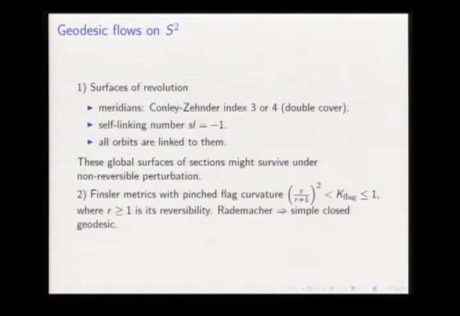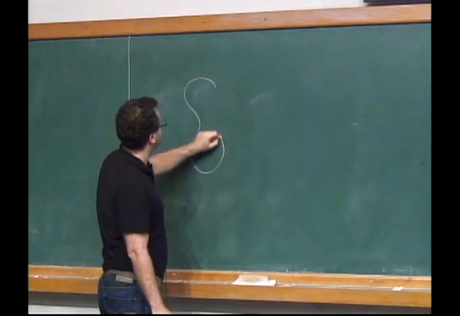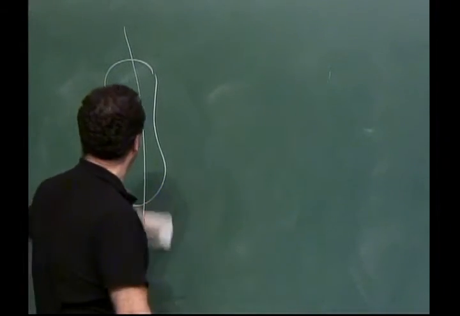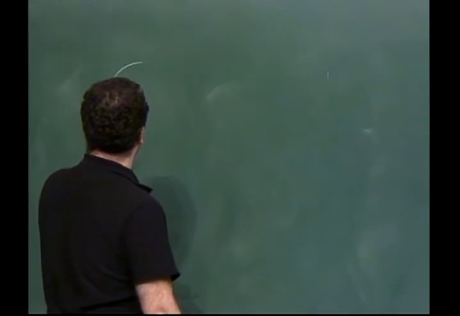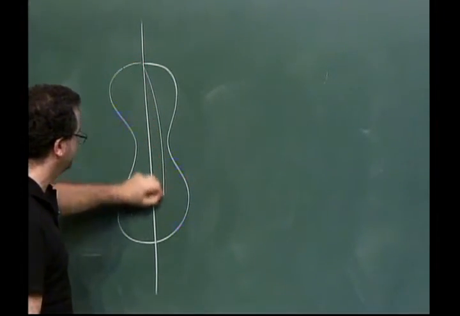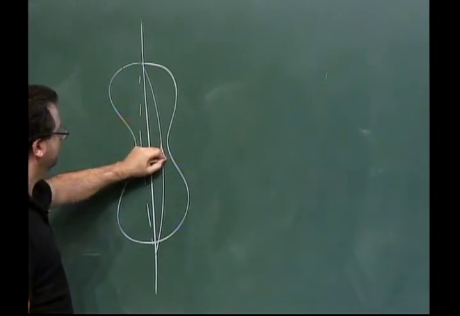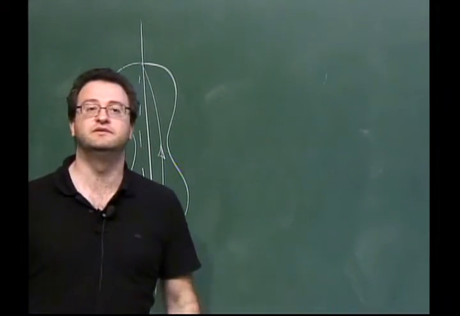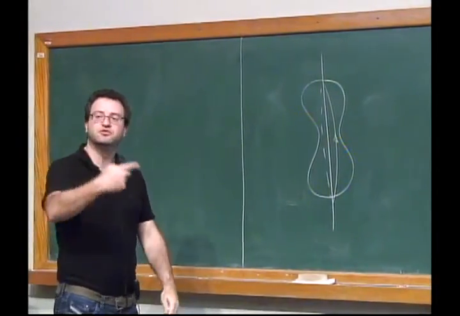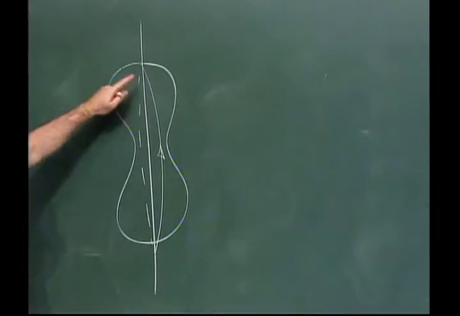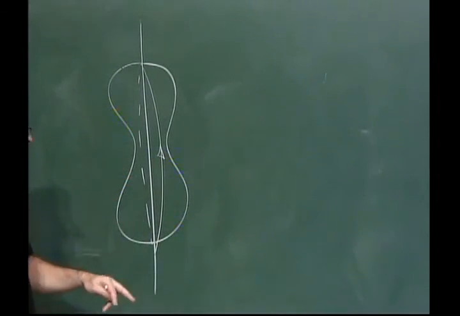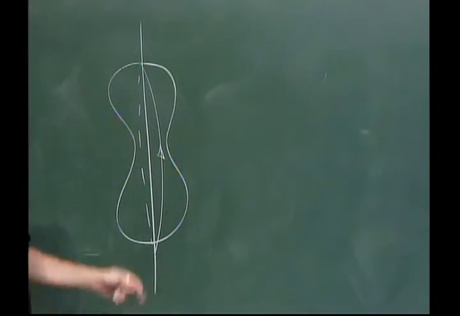Let's assume that we have a surface of revolution around some axis, and you have the meridians here, which are closed geodesics. So when you take the double cover of these meridians, you have exactly one. For P equal to 2, it's 2 and naught. The self-linking number is minus 2 with our conventions. And its index is 3 or 4.